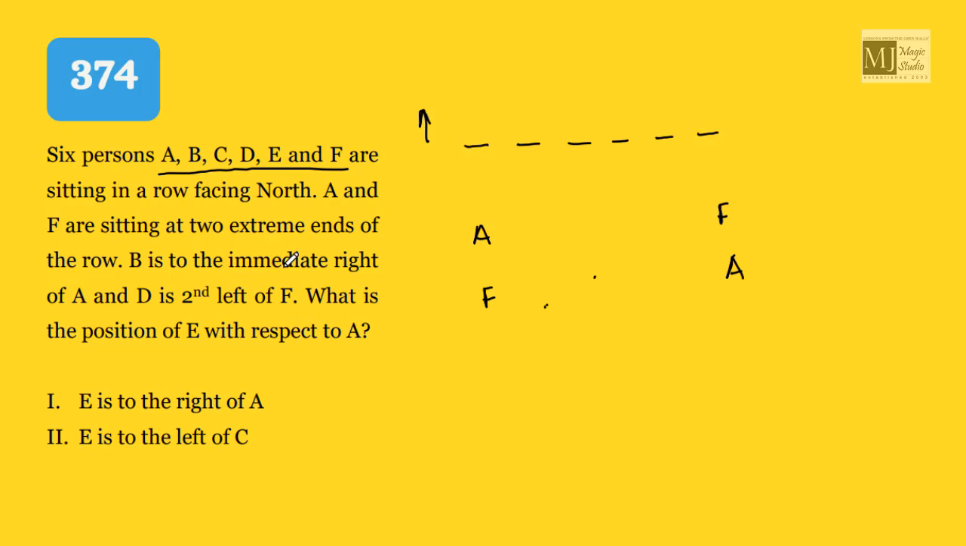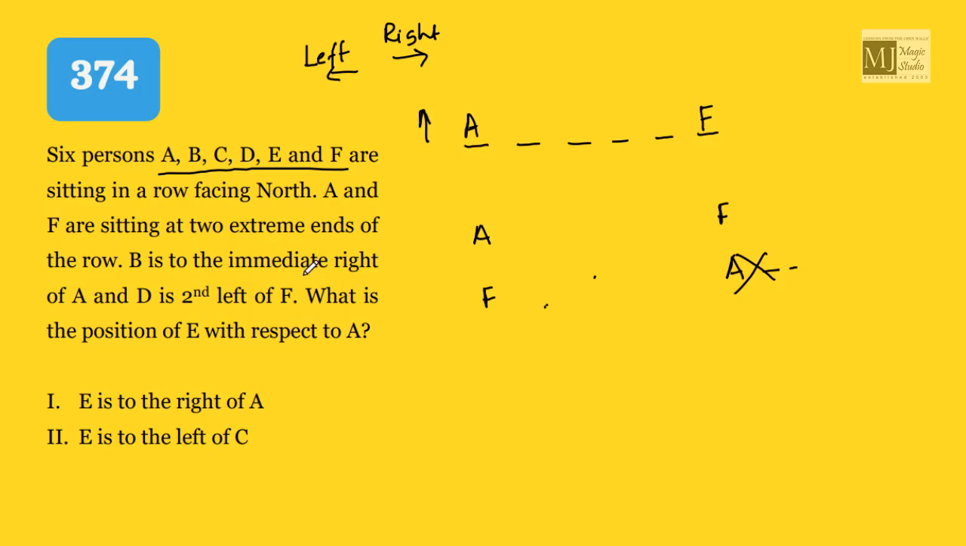B is to the immediate right of A. If they are facing north, this hand should be right and left hand should be towards the left, since you are facing north. So B is to the immediate right of A. So if A is here, nobody can be sitting on the immediate right of A. So we have this fixed position now, A and F.